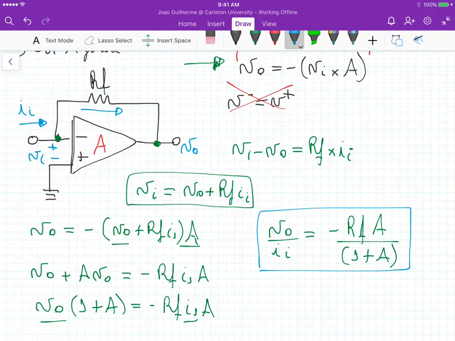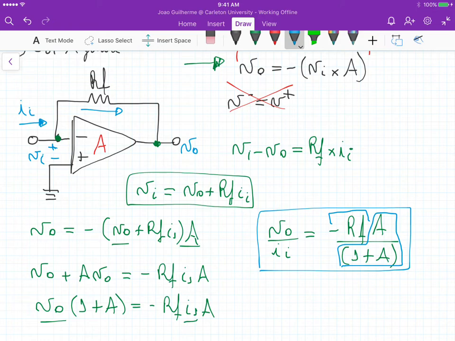So remember that if we consider that A is infinite, we just got minus RF for the transresistance. Okay, in this case, if A is finite, we get minus RF times this ratio here, A divided by 1 plus A. If A is very large, like infinite, then that should approach 1, and then that's the previous case that we had.